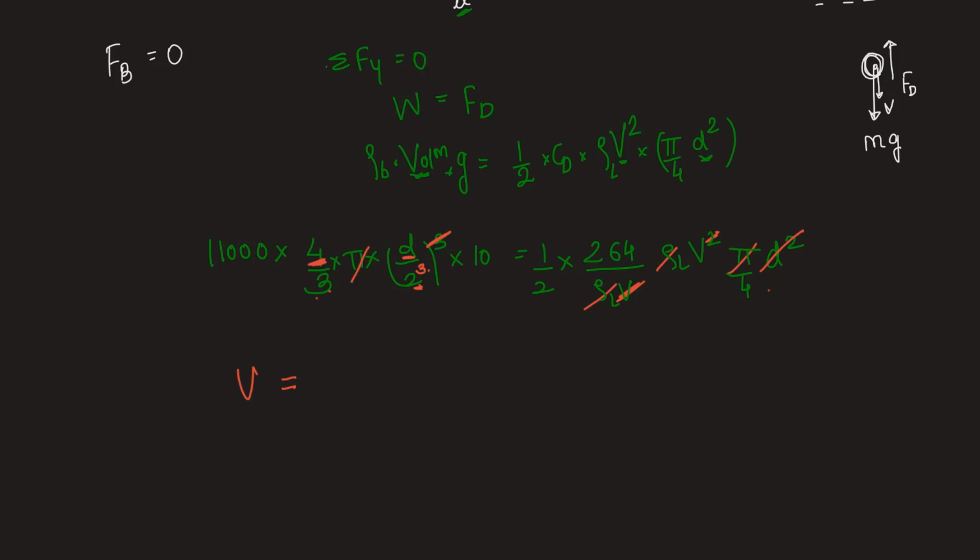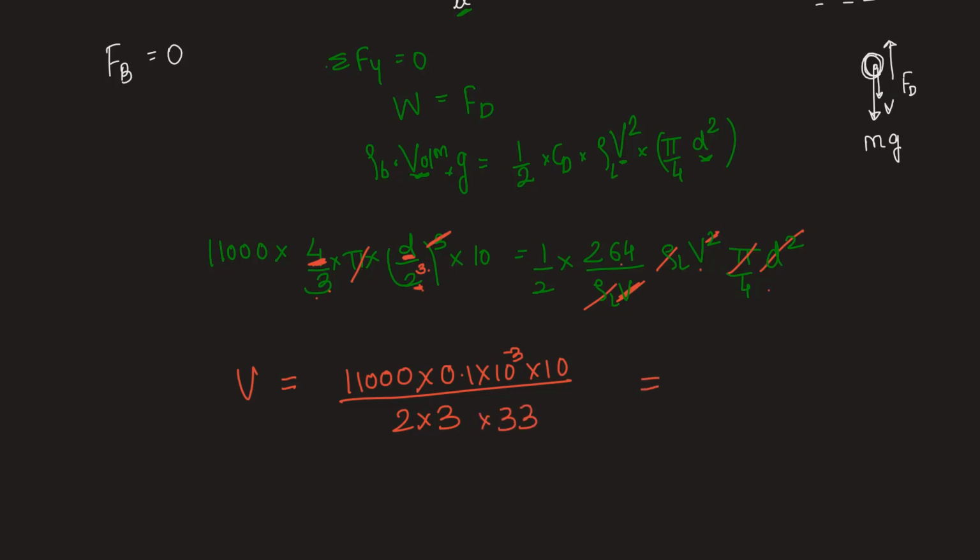So we'll write the remaining terms here. We have 11,000 into this 4 by 2 cube is nothing but 4 by 8, which is 1 by 2. So we'll divide this with 2 here, into this 3 in the denominator remains. We can substitute value of d, which is 0.1 into 10 to the power minus 3 into 10. And then from the right hand side, we have the coefficient of v as 264 upon 2, which is 132, 132 upon 4, which is 33.